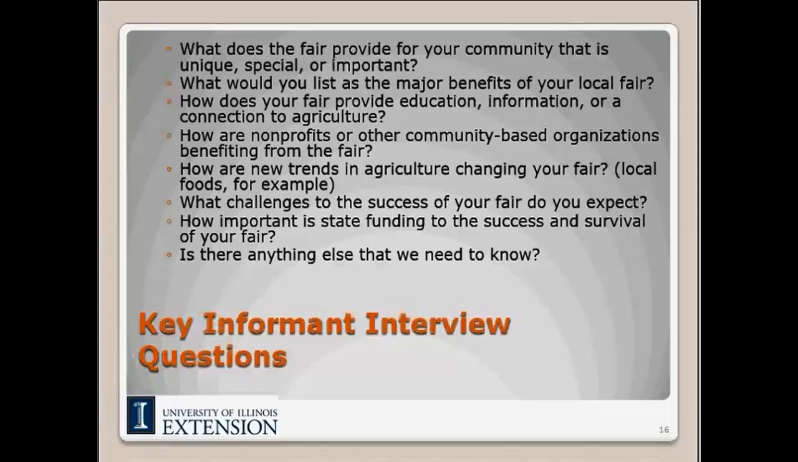So that might mean, perhaps the organic trend in agriculture, is that changing the types of events you have at your fair? Is that changing the type of exhibits or the type of judging and other things like that? And what effect does that have on the local community? Is the local community more involved, less involved, more interested, less interested, that type of thing? And so those are the type of questions we'll ask. And again, we're looking for data to tell a story of that local fair.